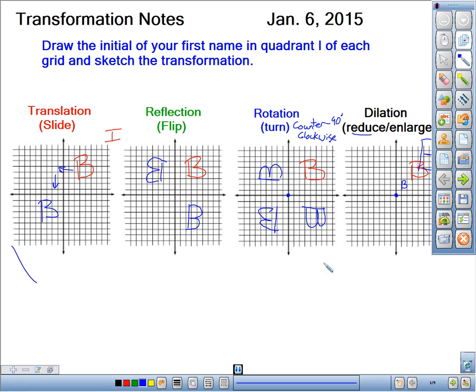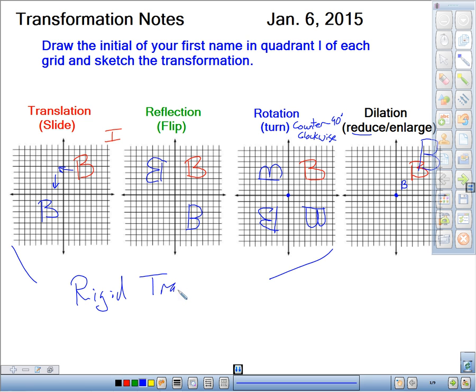The first three are what we know as rigid transformations. We call them rigid because, just like that name would suggest, rigid, something that doesn't move. Notice in all of these, my B still looks like a B. It's still the same size, still the same shape. In other words, they're congruent. Rigid transformations are congruent transformations.